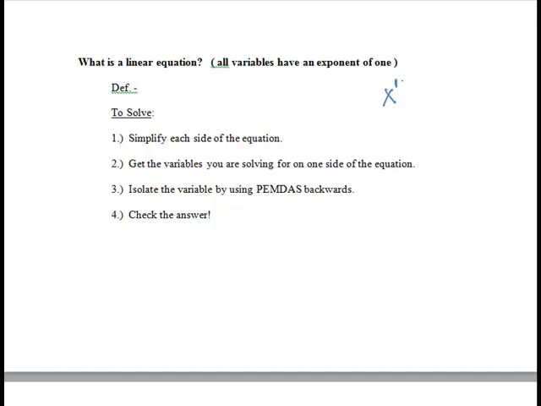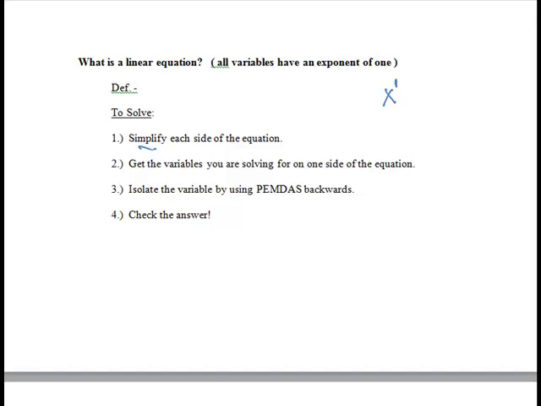The steps to solving a linear equation is to begin by simplifying each side of the equation. So there's that word simplify. Follow the order of operations. Simplify the left-hand side of the equation as much as possible, and then simplify the right-hand side of the equation. Get all your variables that you're solving for on one side of the equation. Now, technically, it doesn't matter what side you get them on, but just to be consistent, I'm pretty much always going to be getting them on the left side of the equation.